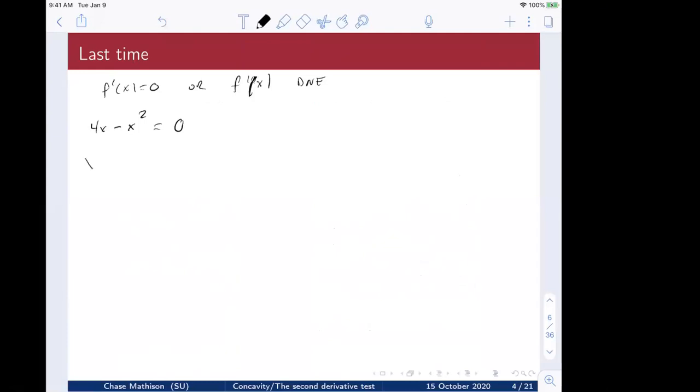But when we factor the left-hand side, I get x times 4 minus x equals 0. So what does that tell me? What does this equation right here tell me?